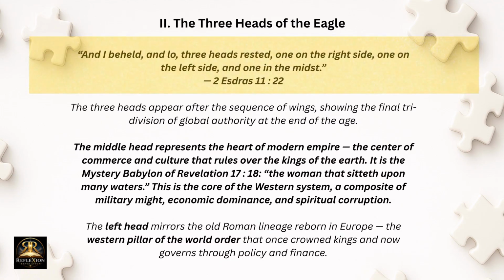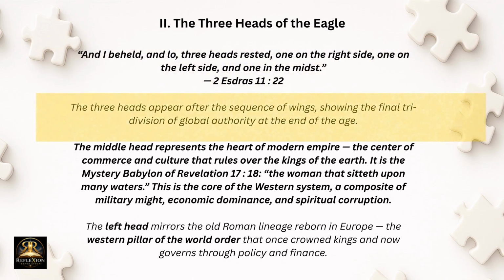Let's look at these three heads. "And I beheld, and lo, three heads rested, one on the right side, one on the left side, one in the midst." 2 Esdras 11, verse 22. The three heads appear after a sequence of wings. These are the 12 Caesars we spoke about earlier.